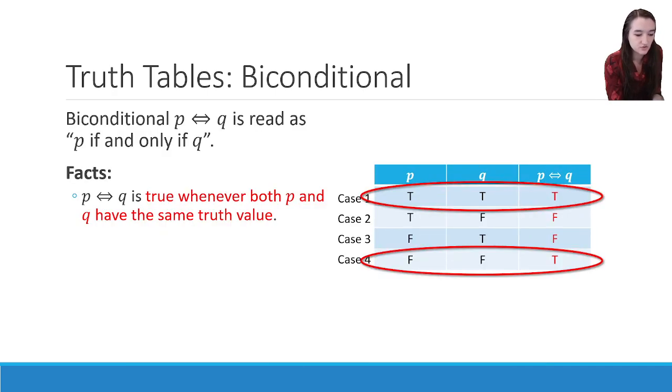This is the biconditional, which we'll summarize here. The biconditional read as P if and only if Q is true whenever both P and Q have the same truth value. So if they match, if the incoming statements match in truth value, then we get true, otherwise we get false. So there's a really nice symmetry here, right? Matching, matching, we get true. That's what we're looking for. We want things to match.